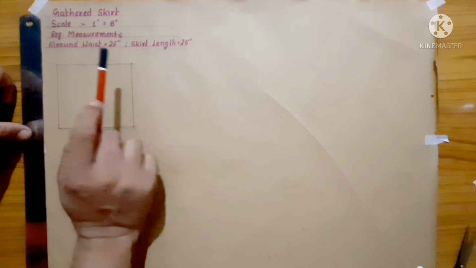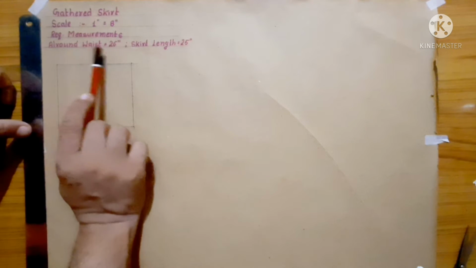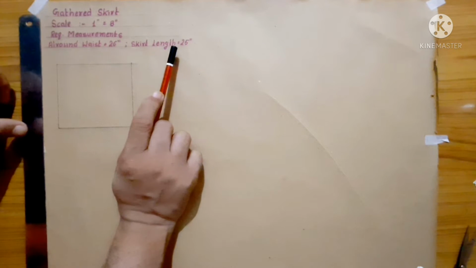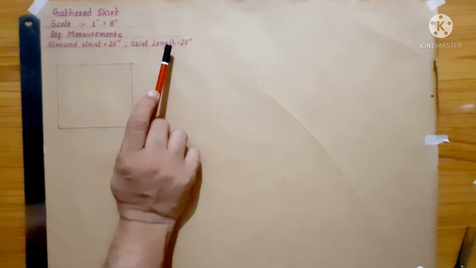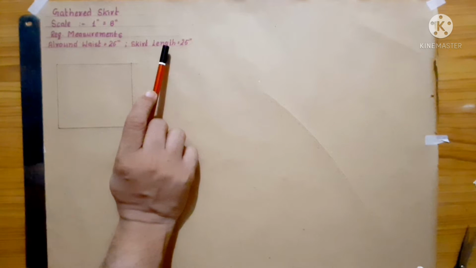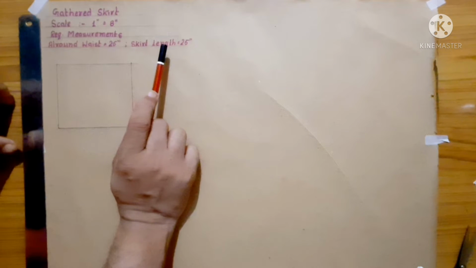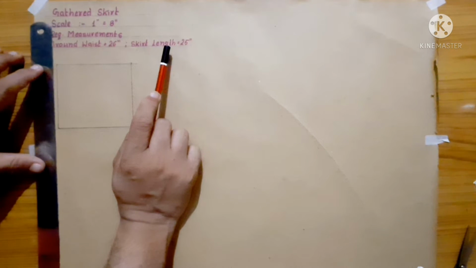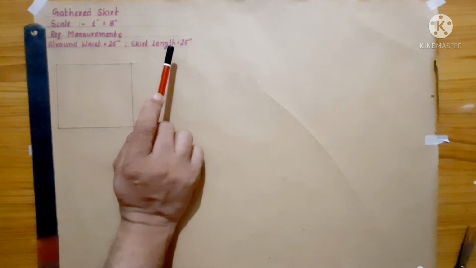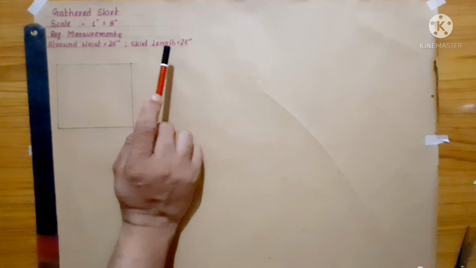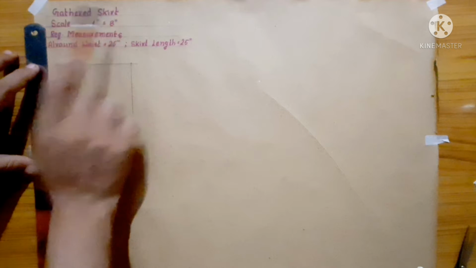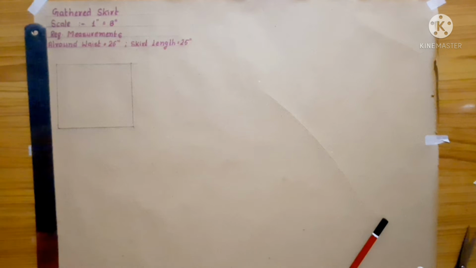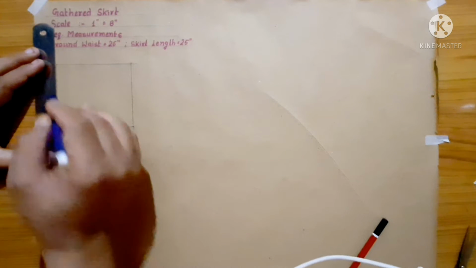Required measurements: there are two measurements that we will require, all round waist is 26 inches and skirt length is 25 inches. Though we have explained it so many times, I am explaining it again because it's a very important family of skirts which we will use very commonly, and we will use this technique in other garments also. So let's start with the gathered skirt. For that we require to take a block ABCD.